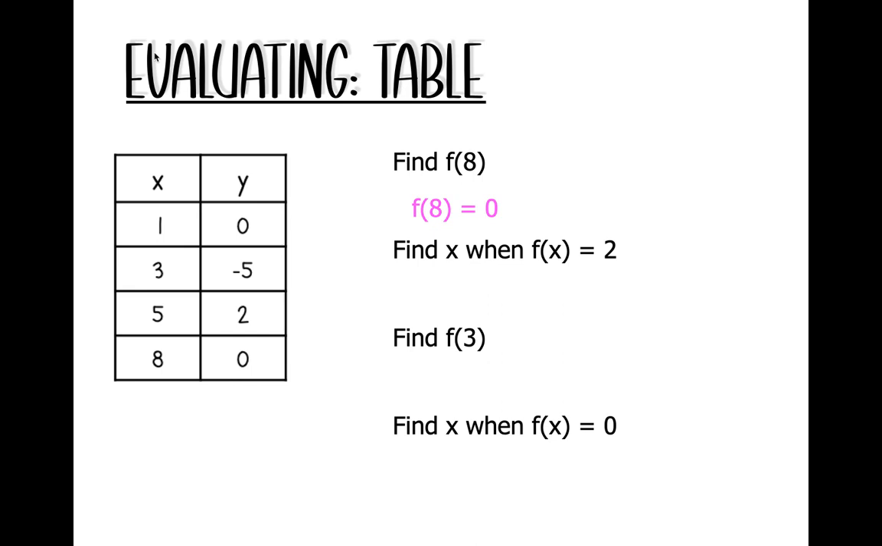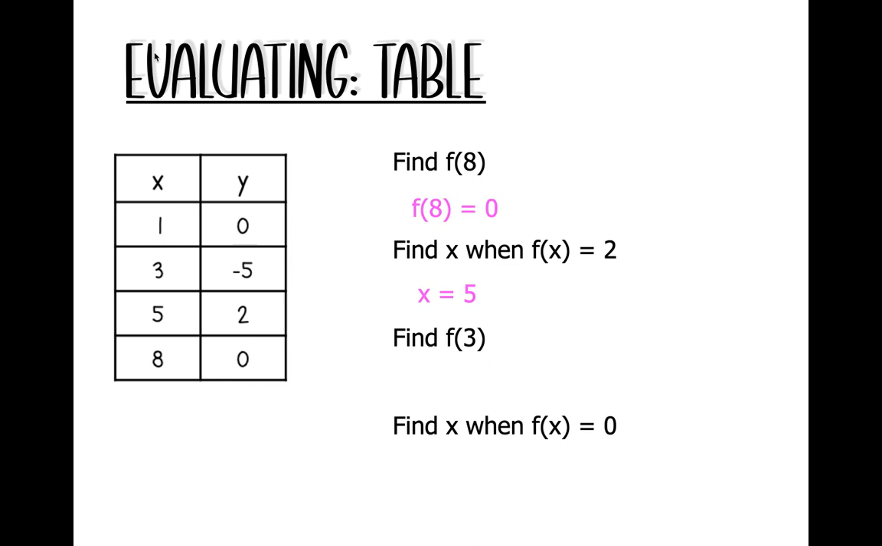Next, we want to find x when f of x equals 2. We are reminded that f of x is replacing y, so this means that we are looking for 2 in the y column. If we locate 2 in the y column, we'll see that it is paired with 5 as the x value. So x is equal to 5.